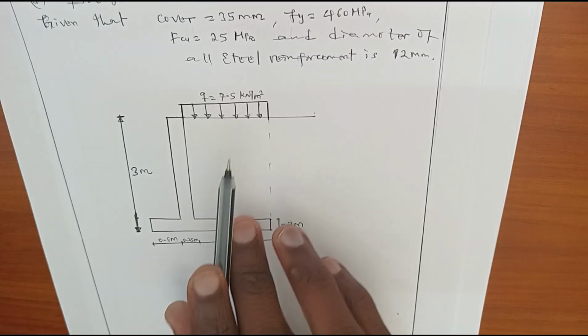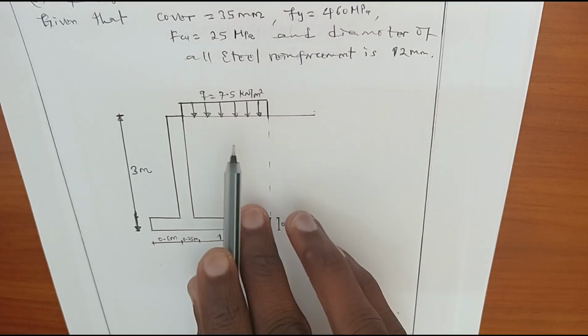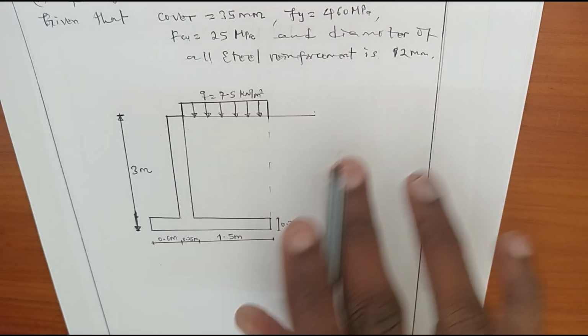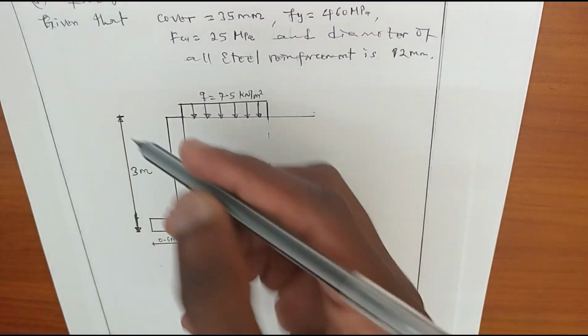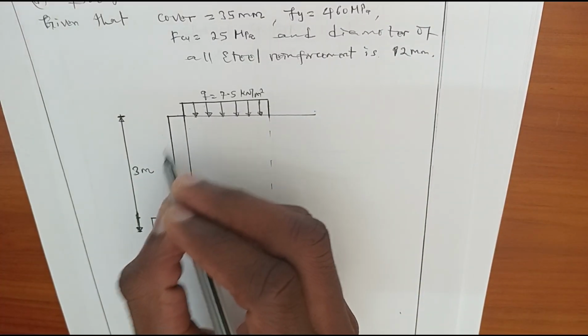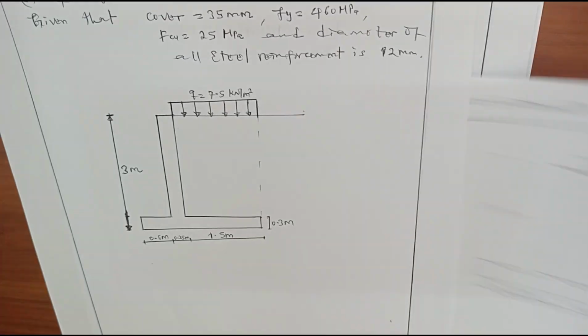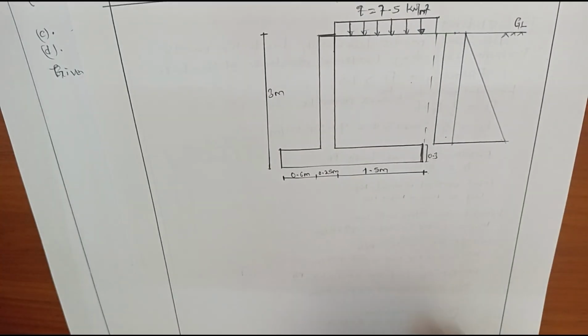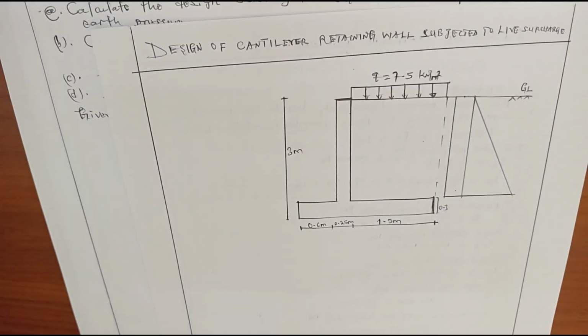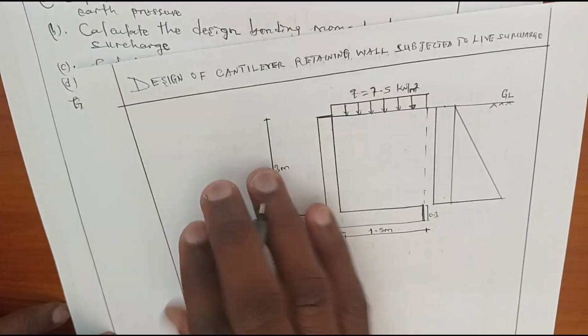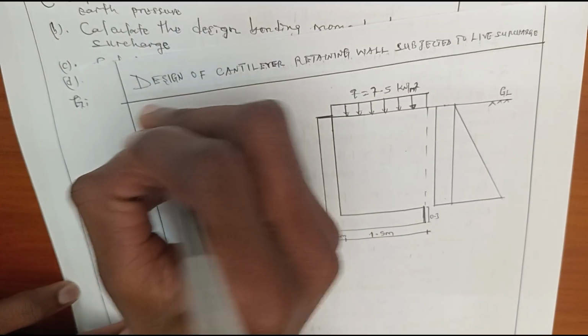Our figure of this cantilever retaining wall is this way. So we are required to design this stem wall. Now let's start step by step. Before going directly to the design, let's analyze our design data.